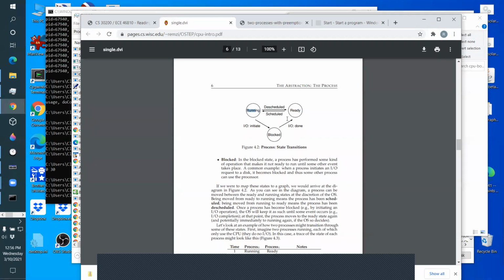Because if you do that, you get something called starvation. You can end up with lower priority jobs that never get a chance to run on the CPU, which is considered a bad thing. You don't want processes to never get a chance to run.